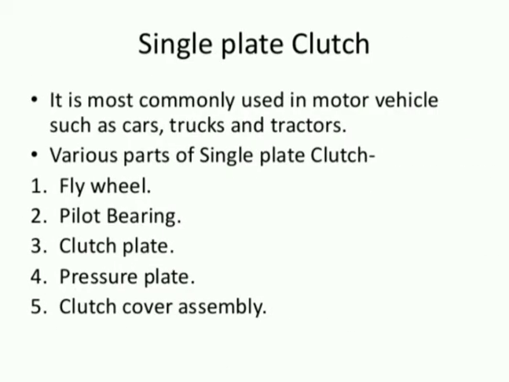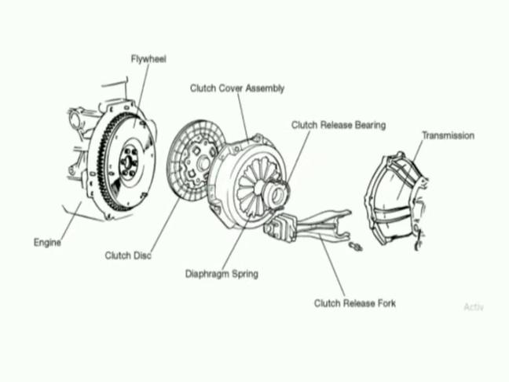Commonly used in motor vehicles such as cars, trucks and tractors. Various parts of single plate clutch are flywheel, pilot bearing, clutch plate, pressure plate, clutch cover assembly. Then it shows flywheel, clutch cover assembly, clutch disc, diaphragm spring, clutch release spring, transmission, clutch release fork. It's a 3D view of single plate clutch. In this figure you can see another 3D image of single plate clutch.